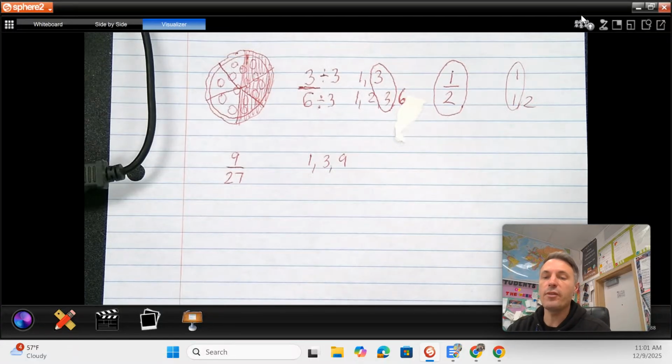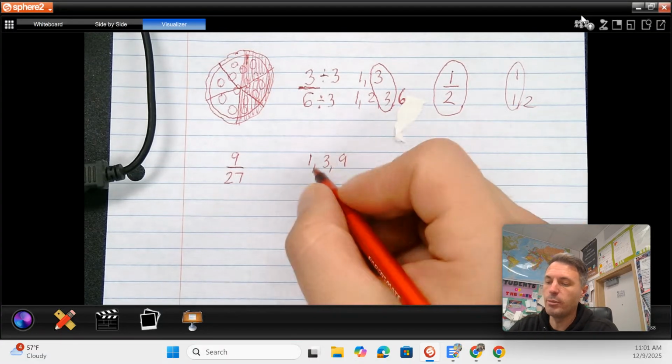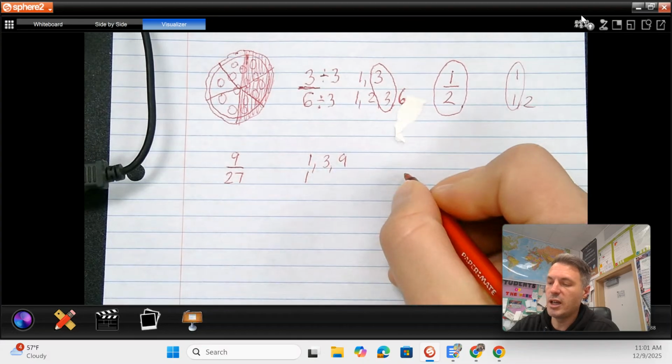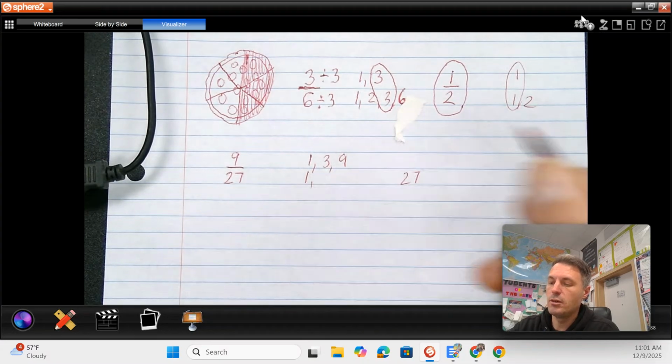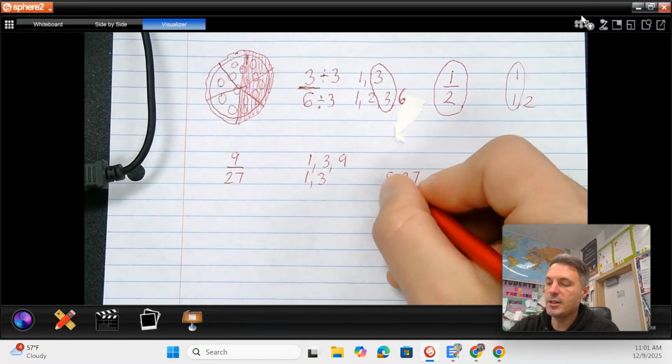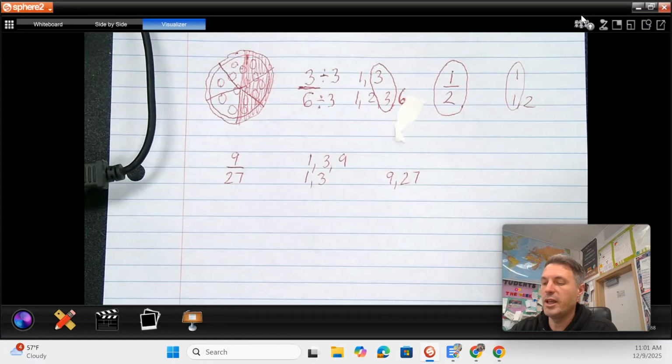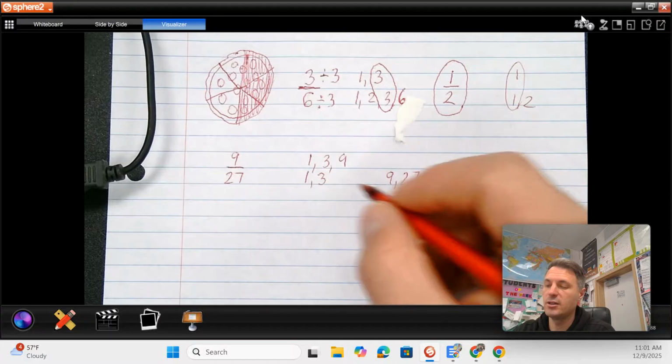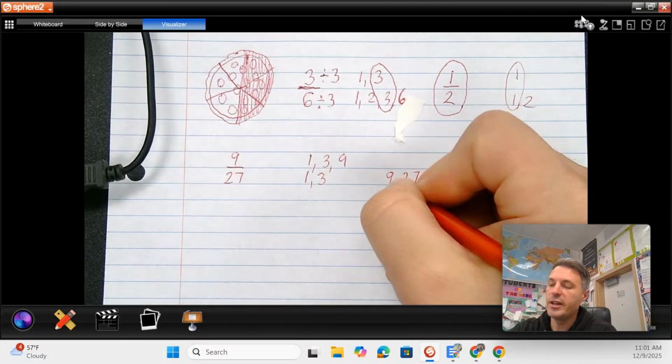How do we get 27 as the answer to a multiplication problem? We could do 1 times 27, okay? We could also do 3 times 9, and actually that's it. That's the only way we can get 27 as the answer to a multiplication problem. 1 times 27 and 3 times 9. Now, what's the biggest number that's in both lists? Sorry, those are so spread out. It's the 9.